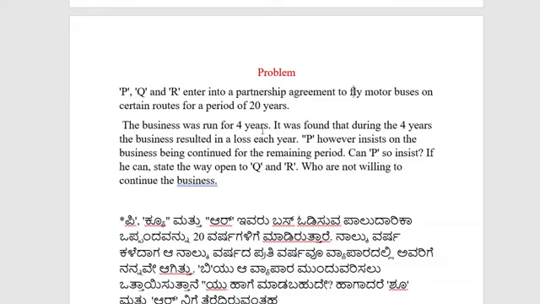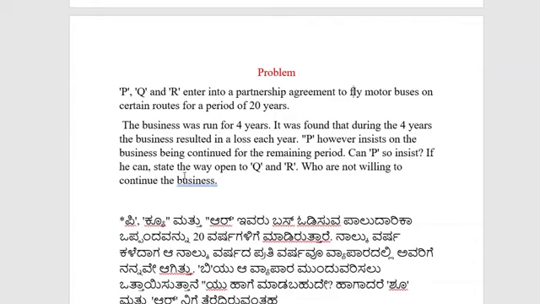The business was run for 4 years. It was found that during the 4 years the business resulted in a loss each year. P, however, insists on the business being continued for the remaining period. Can P so insist? If not, what is the way open to Q and R who are not willing to continue the business? Here one partner wants to end the business because there is continuous loss. Even though they have got the permission, everything is there.